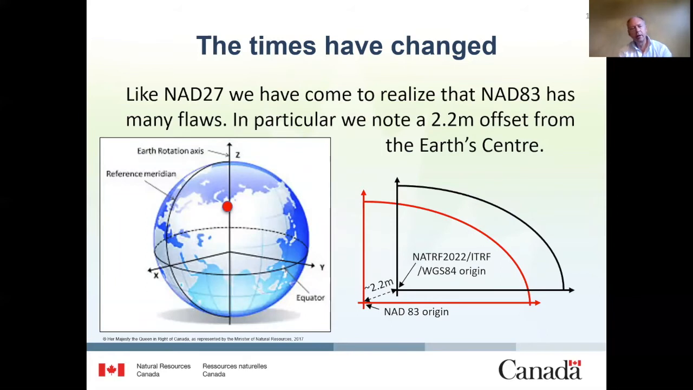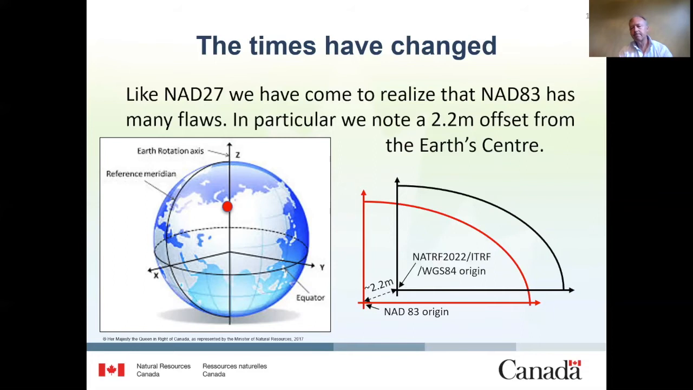So I mentioned the NAD27 and the hopes that would last forever. It didn't. Then we introduced NAD83 and then NAD83 CSRS, which was an important update to that, or NSRS in the United States. But now we've realized that the NAD83 CSRS, the system, the defining characteristics, have some errors in them. In particular, there's an error in the origin of the system.